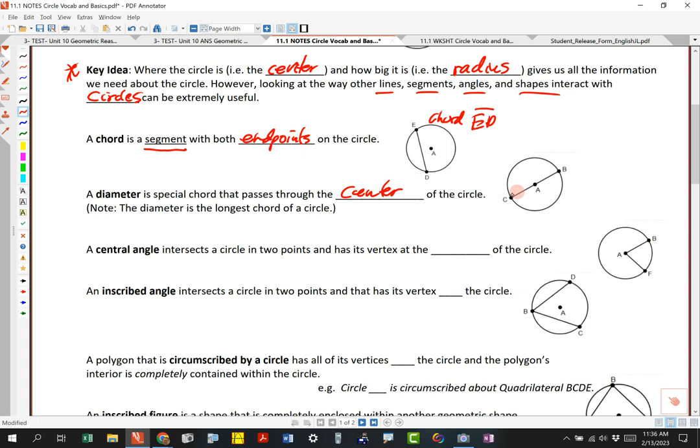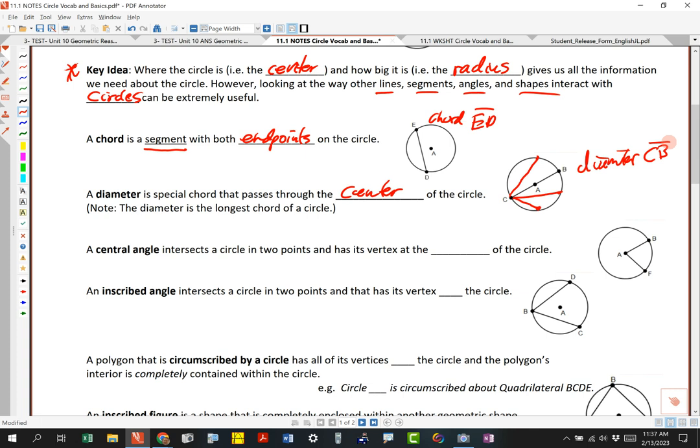So if I did something like this, that's still a chord, that's still a chord, that's still a chord, but the way we get the longest chord is by going from one side to the other side of the circle right through it. So this would be diameter CB. Now, just going to make that look like a B. Remember, when we put that little line segment above there, it's got endpoints on it.